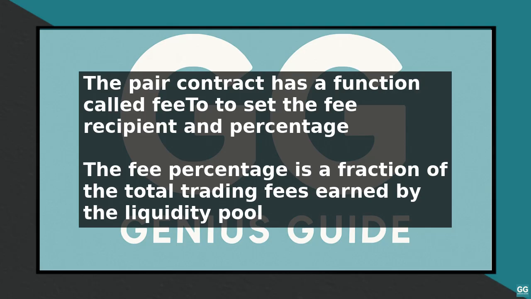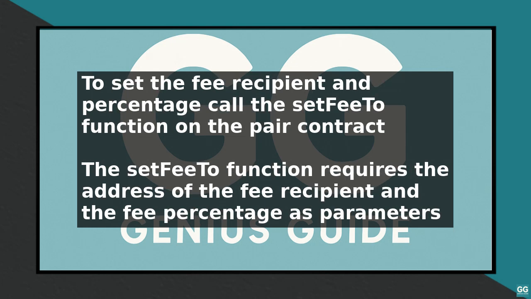The fee percentage is represented as a fraction of the total trading fees, with 1 being 100%. For example, if you want to set the fee recipient to a specific address and the fee percentage to 5%, you would call the setFeeTo function with the address and the fee percentage as parameters. The fee percentage would be represented as 5 divided by 100, which is 0.05.